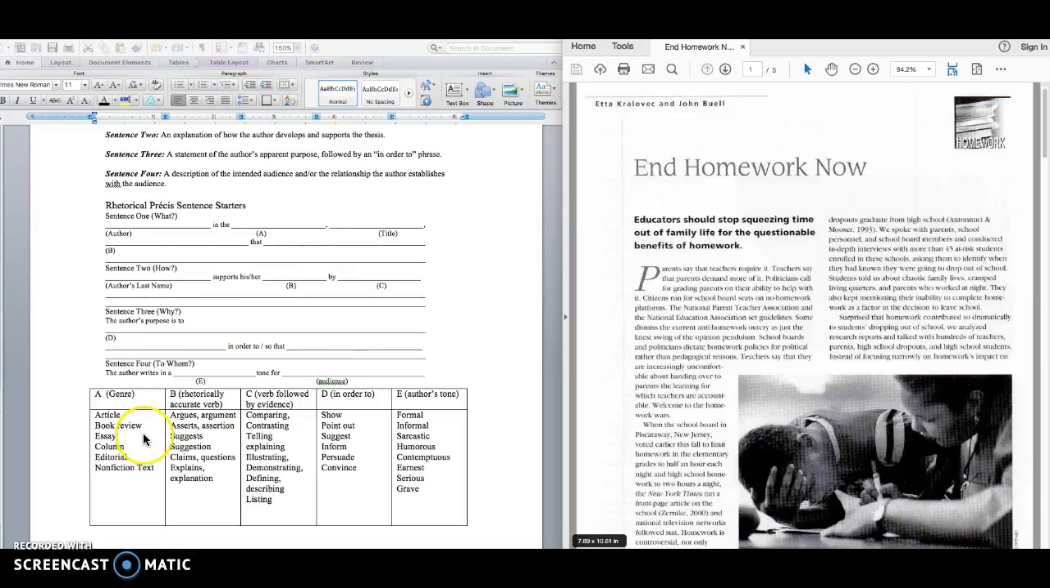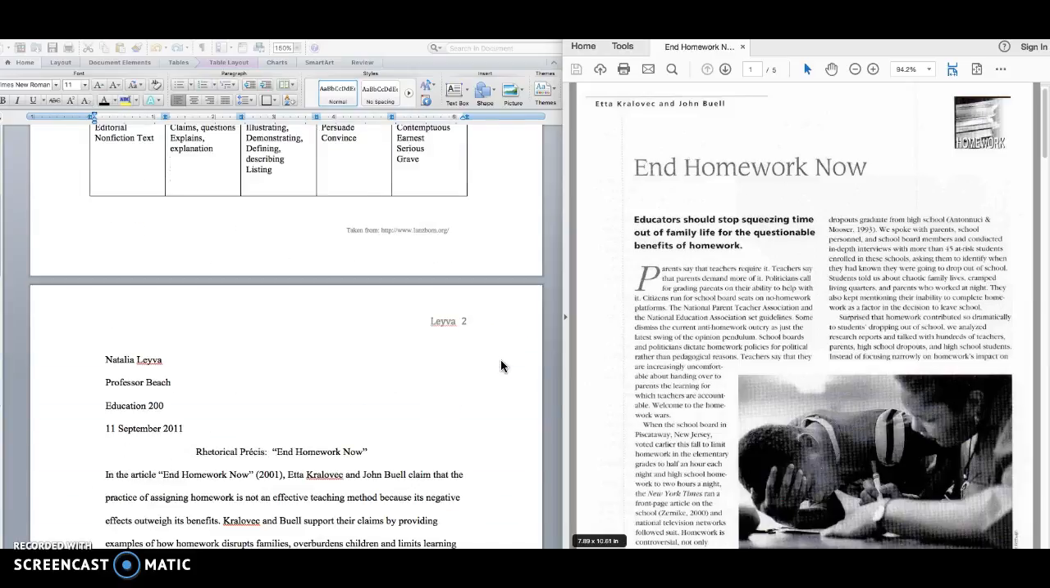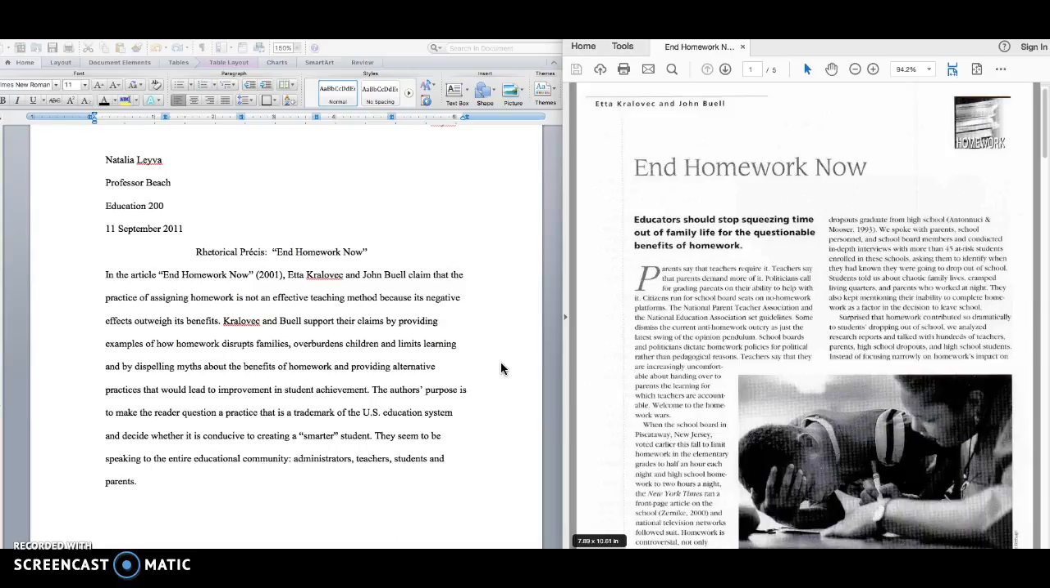For example, if I were to give you a rhetorical précis on the article End Homework Now, I would essentially take my reading and then apply the information to the rhetorical précis. Once I've done filling in all of the blanks, this is what a rhetorical précis looks like completed. Notice that it's in MLA format with your name, then my name, the class, and then the date. The title can essentially be rhetorical précis with the title of your text. Because your text is a nonfiction book, it should be italicized.